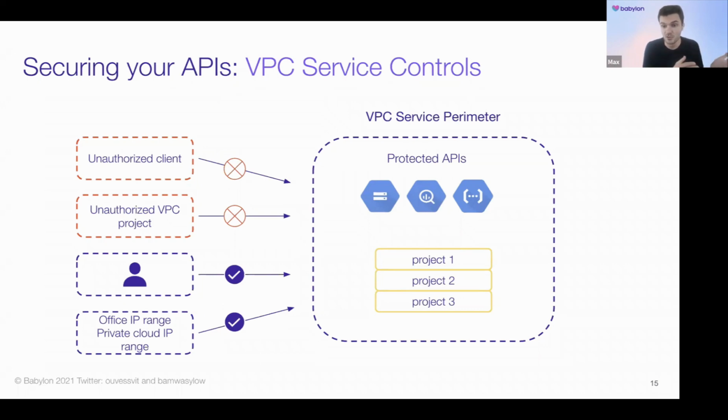Another thing is maybe you don't want some IPs to access your cloud APIs. That is possible as well. And then you've got the users that should have access. You give them access, and then you can define IP ranges or, again, regions that should be able to access the project, and they will be able to access it as well.